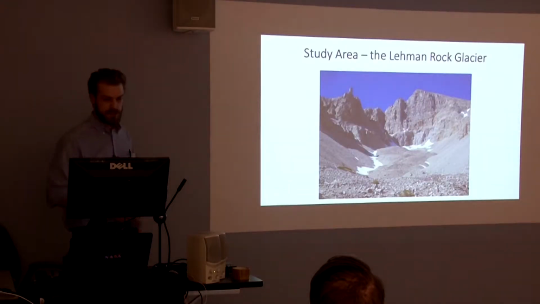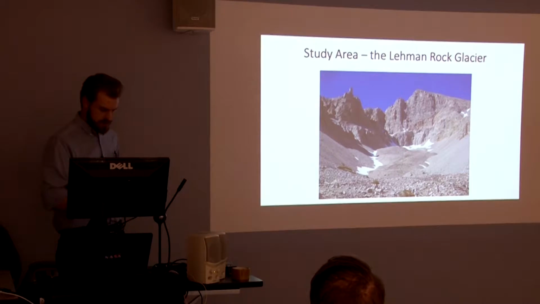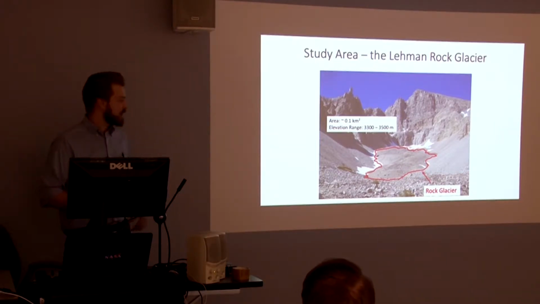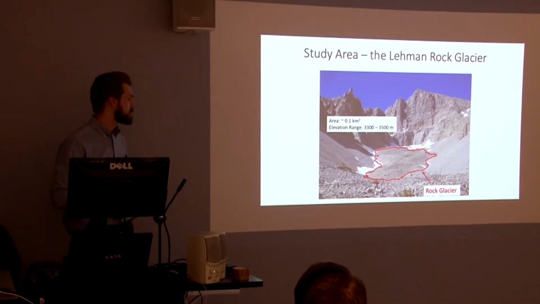So this is the study area here. And this is the rock glacier. It's pretty small, about 1/10 of a square kilometer. And it ranges in elevation from about 3,300 to 3,500 meters. And these features were formed largely with the accumulation of rockfall debris on these low-angle slopes at the base of now vanished glaciers. And that eventually developed into this mantle of surface debris that insulates the ice and initiates the development of this feature, a rock glacier.